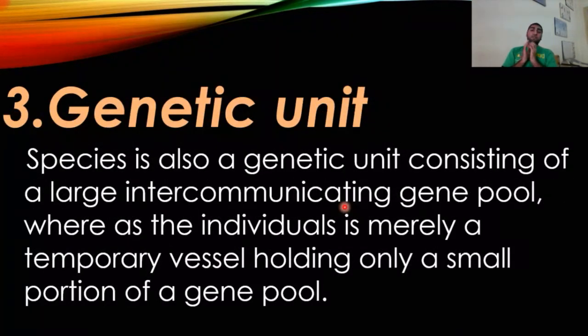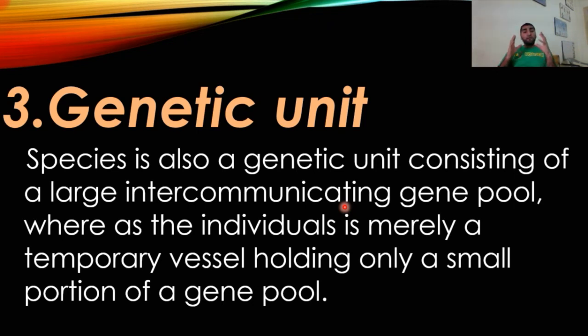And the third thing is a genetic unit. Species is also a genetic unit consisting of a large intercommunicating gene pool, whereas the individual is merely a temporary vessel holding only a small portion of the gene pool. So, genetic unit. Let's consider all the human beings of Asia. Only Asia. We'll take an example of Asia.